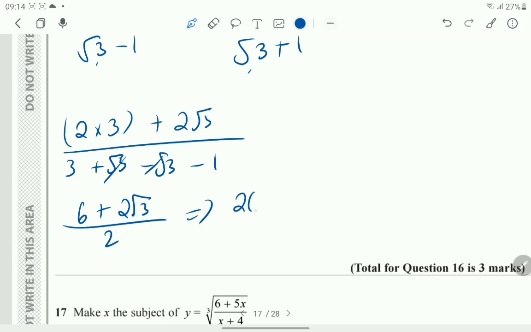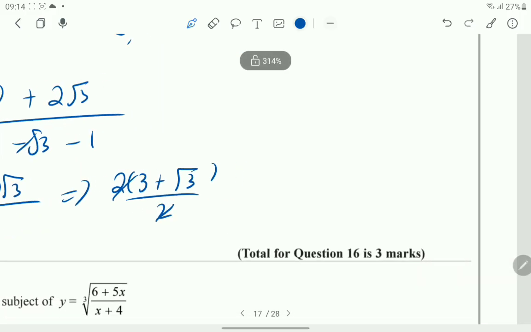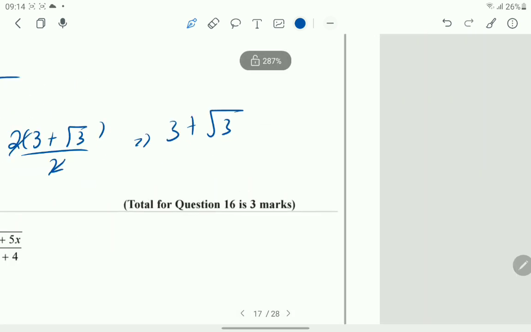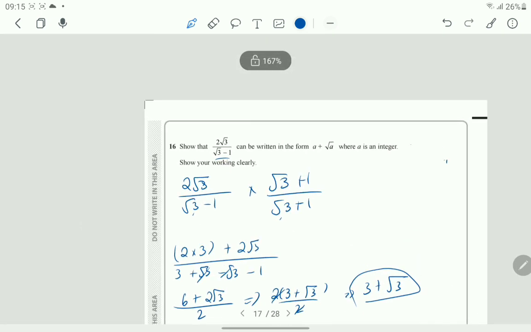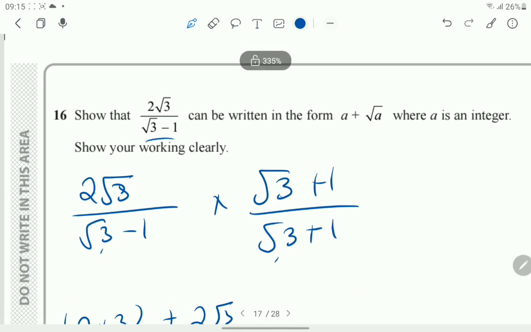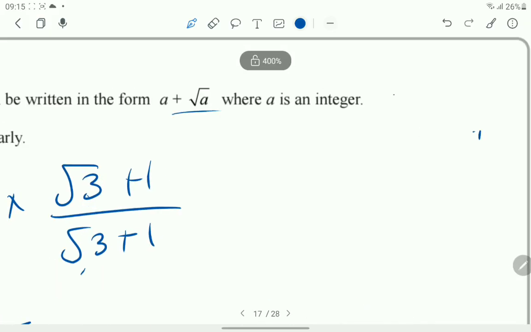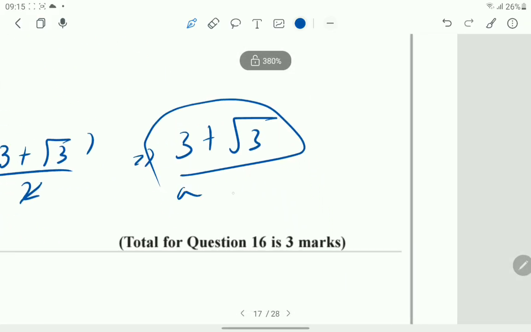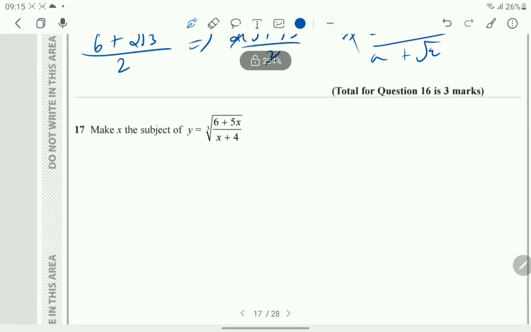If I take 2 common from the numerator, I get 3 plus root 3 over 2. The 2s cancel. The final answer is 3 plus root 3. And this is, I think, the most we could simplify it. Yeah, and the form is satisfied, so we get a plus root a in 3 plus root 3, hence shown.